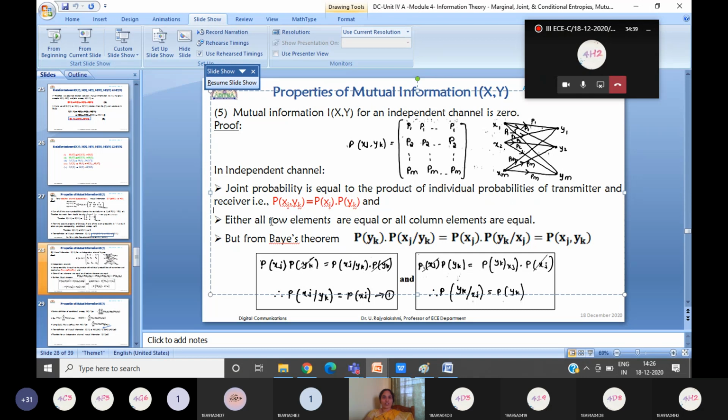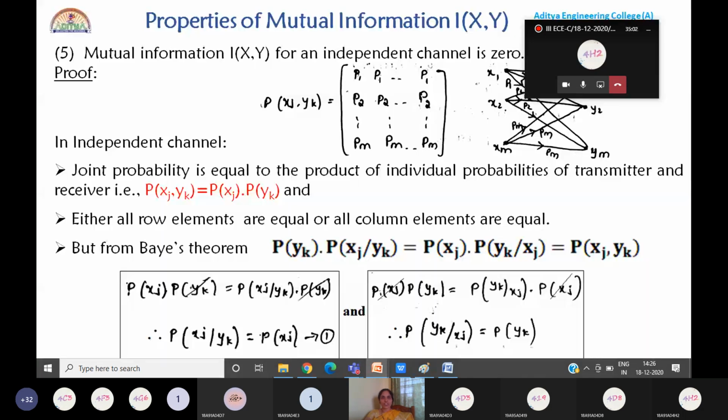What is the other point that I told you? Here either the row elements are equal or the column elements can also be equal. So, all the row elements are equal or all the column elements are equal. If you observe in this case, x1 is the same. Here you can see the first row, the x1 row: p1, p1, p1, all the probabilities are the same.